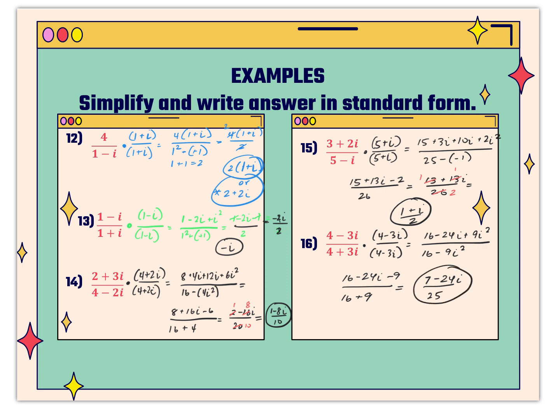So again, that's kind of how you do it. And the whole purpose of multiplying by the complex conjugate, again, is to eliminate i from the denominator, just like we do with radicals, because we cannot have them in the denominator.